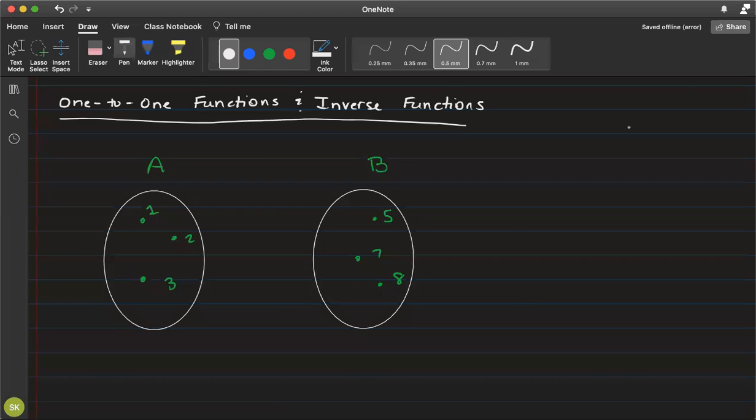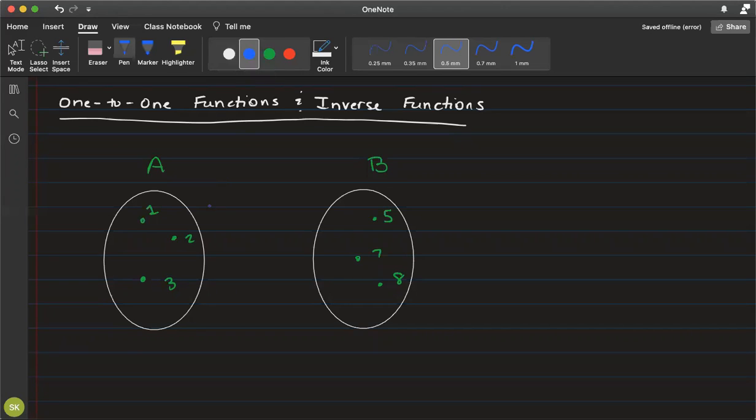The topic for this video is one-to-one functions and inverse functions. So I have two sets here, the set A and the set B. And let's remember what a function is. A function takes one set, and I'm going to let that set be A, and sends it to set B. And for every element in set A, which we call the domain, we send it to exactly one element in set B. And the set B is called the range.